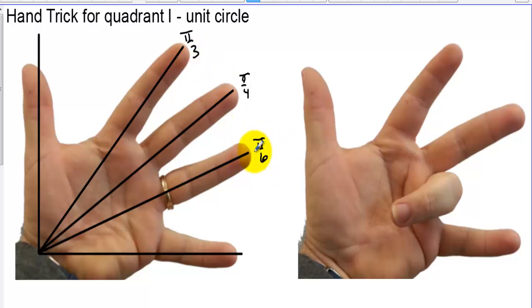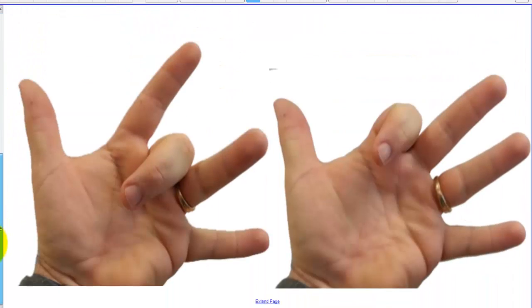So imagine you were trying to find the values of pi over 6. Everything is over 2, so just pull that finger in, and we have square root of 3 over 2. So square root of 3 over 2 is the x, and 1 over 2 is the y. If you want pi over 4, pull the middle finger in, and it's square root of 2 over 2, square root of 2 over 2. You have 2 fingers left here and 2 fingers left there, so they're each square root of 2 over 2.